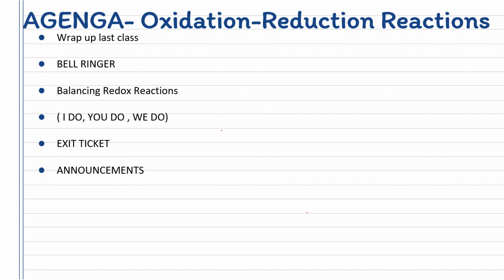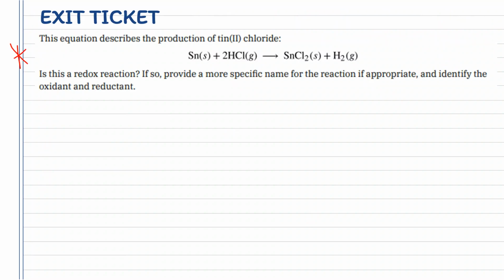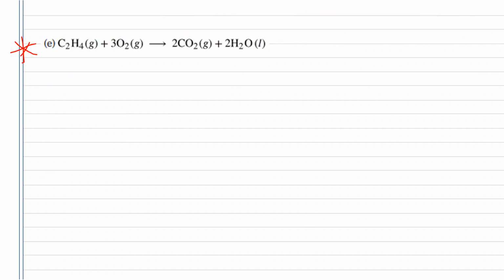Great. So we want to look at this together. We're going to just wrap up our last class. In our last class, we ended with being able to describe redox reactions and identify the reductant and oxidant. There was an exit ticket from your last class that we want to look at real quick.